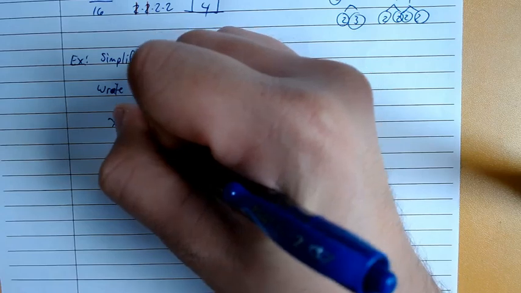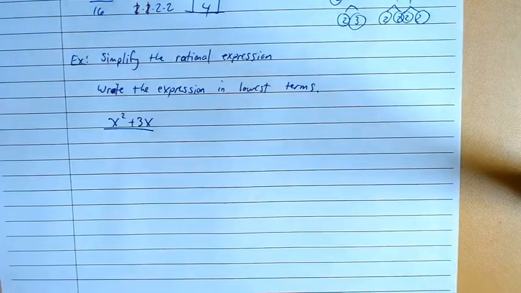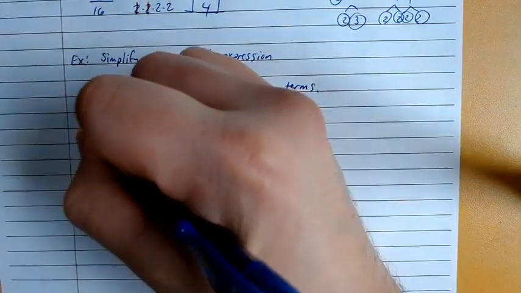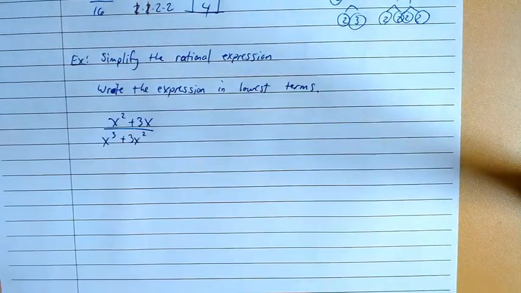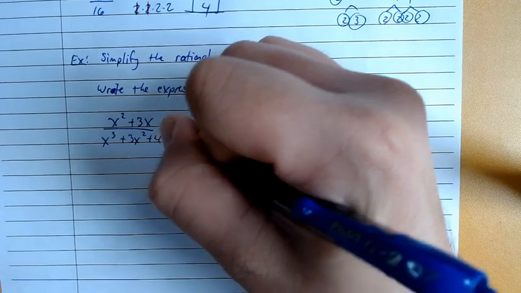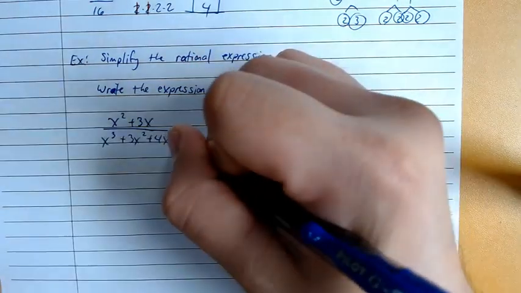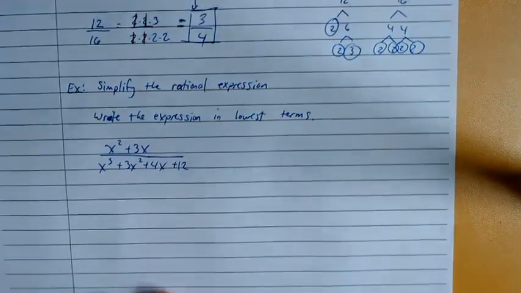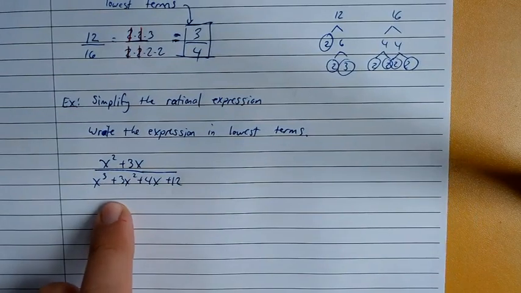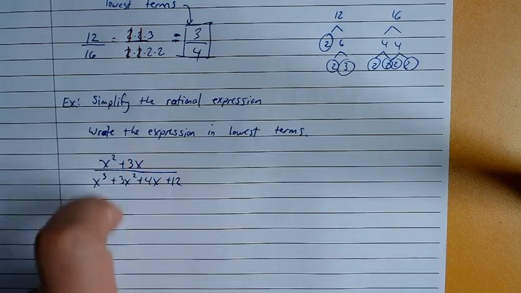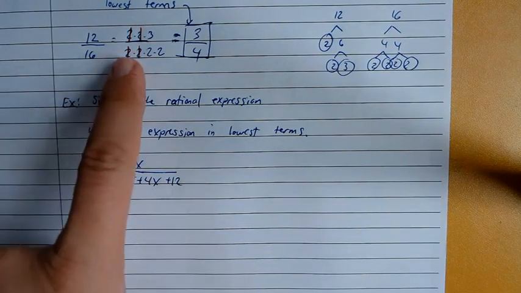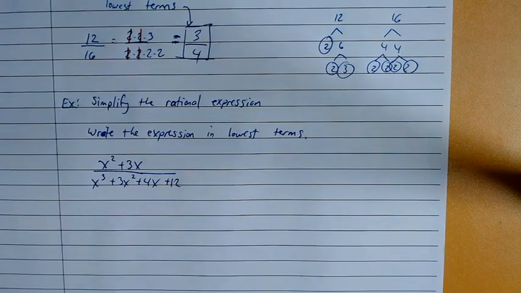x squared plus 3x divided by x to the power 3 plus 3x to the power 2 plus 4x plus 12. This is a rational expression. We're going to write it in lowest terms by following the same procedure that we always do for a fraction. We're going to factor, and anything that divides out will be divided out.